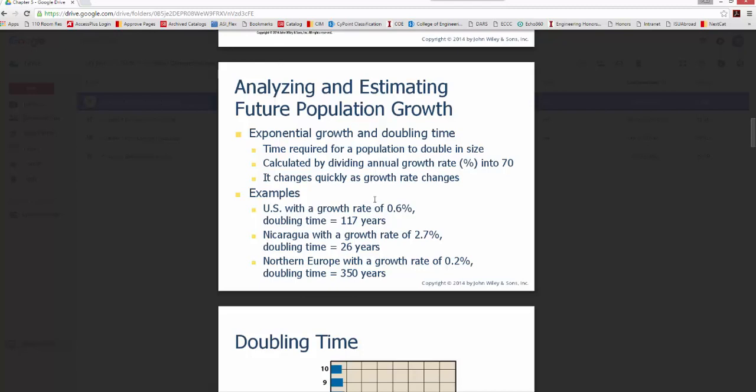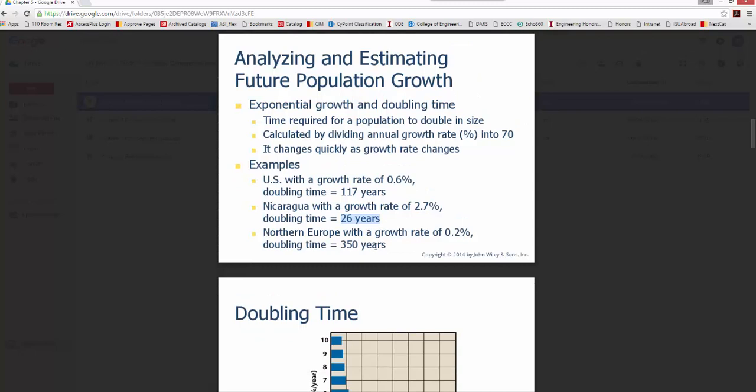Now compare this with Nicaragua, which has a 2.7% growth rate per year. If we are modeling exponential growth, they will double their population in 26 years. So from a relatively small increase, from 0.6 to 2.7, you see the number is dramatically reduced: 26 years.